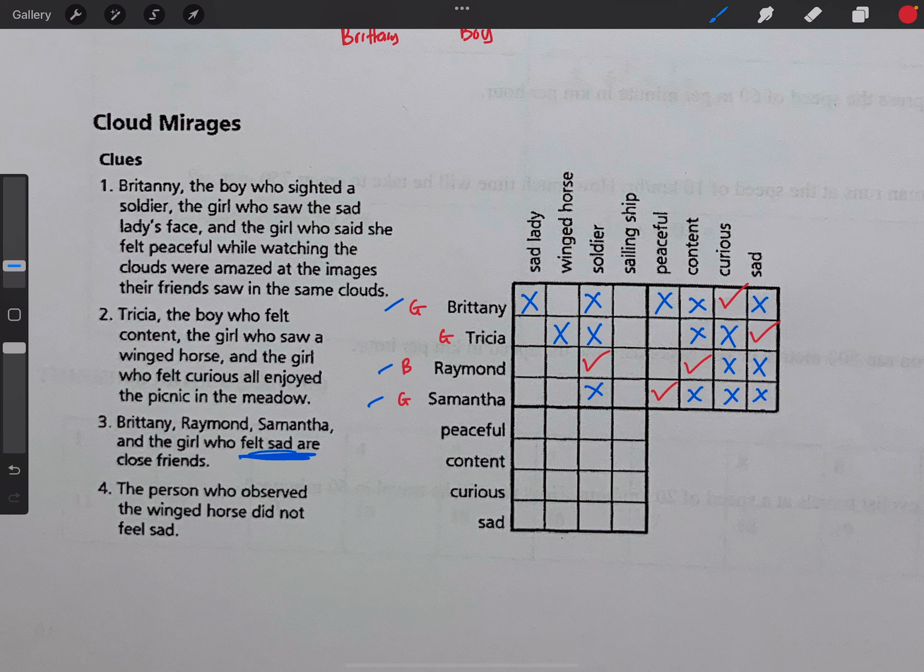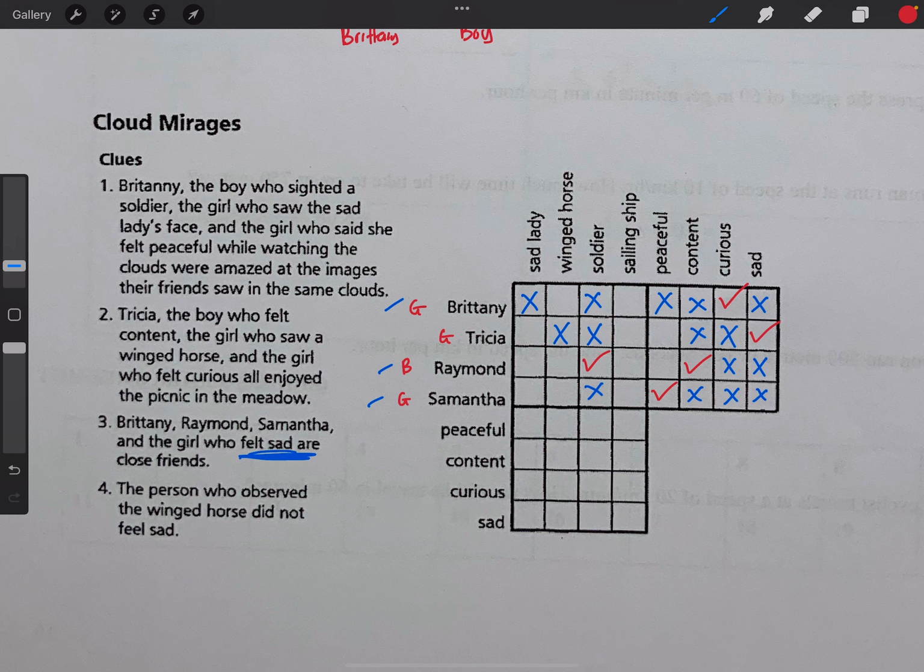The boy who sighted saw the girl who saw the sad lady's face. The one that's talking about that is, okay, the girl who said she felt peaceful. The one who's peaceful, yep, that must be, wait, that can't be Brittany. Okay, that was, yep, so Samantha. Okay, Trisha, the boy who felt content, the girl who saw the winged horse.